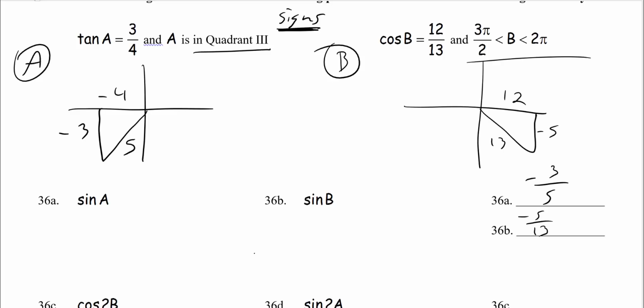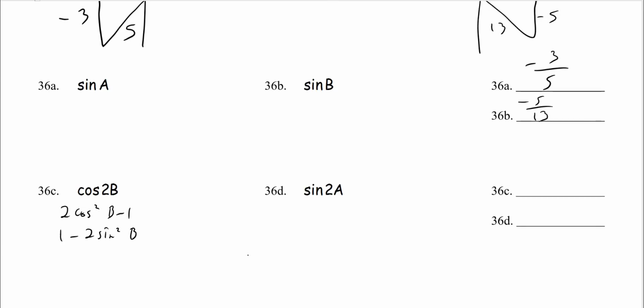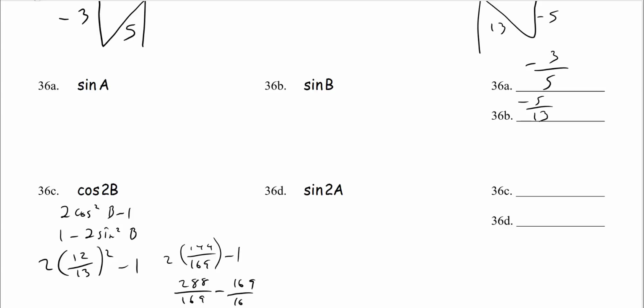So it's 12 over 13, so it's 2 times 12 over 13 squared minus 1. So that's 144, so 2 times 144 over 169 minus 1. So it's 288 over 169 minus 169 over 169. Right, it's looking a little ugly, but it comes out to be 119 over 169.